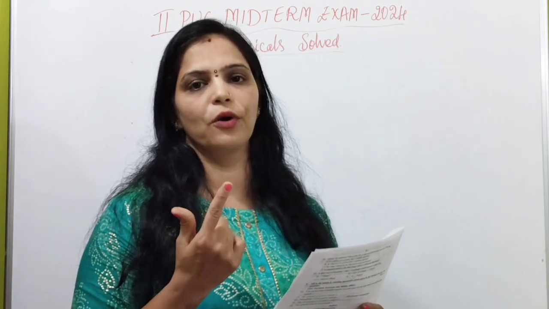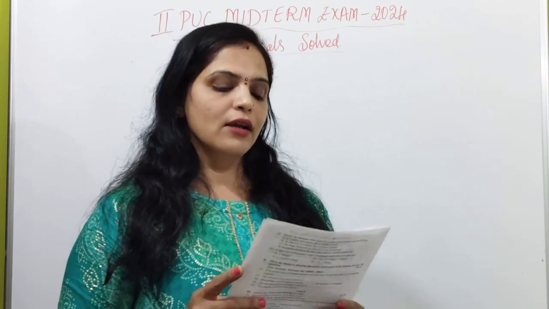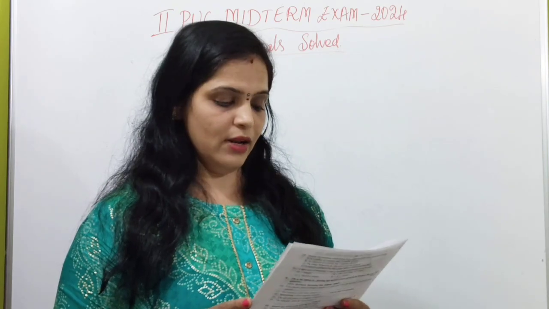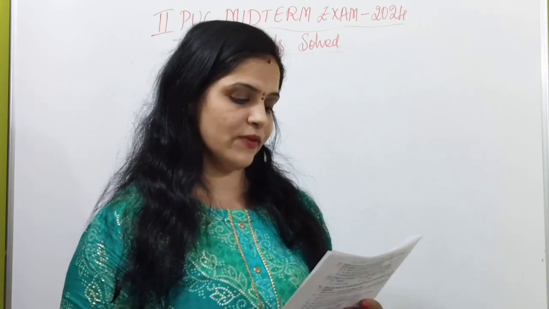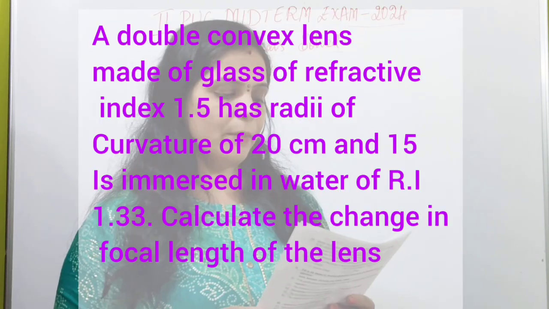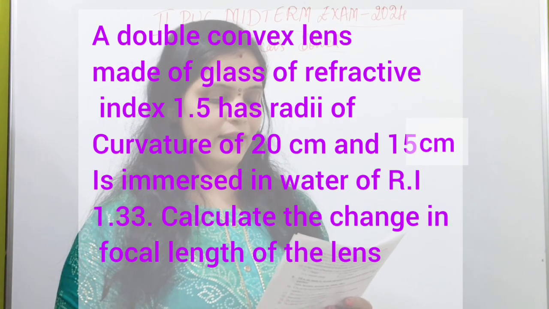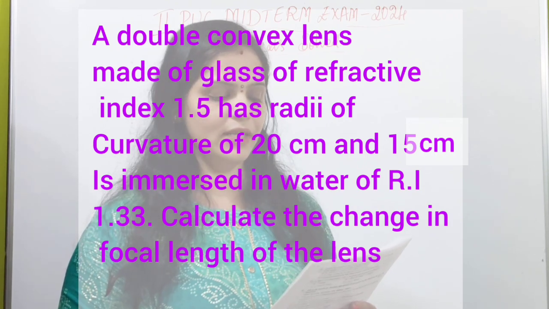In the final exam, in preparatory or in final exam, you can expect this question is from either ray optics, wave optics, dual nature, atoms, nuclear. Okay. So here in the midterm exam, the last question, that is the 45th question, is asked from ray optics. A double convex lens made of glass of refractive index 1.5 has radii of curvature 20 cm and 15 cm.